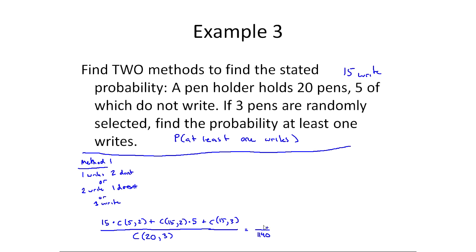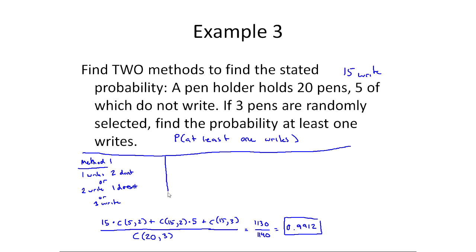I get 1130. Okay, so 1130 divided by 1140 is 0.9912. So a very likely event. And think about that. That makes sense. Most of the pens write. So if you just grab 3, most likely you'll get at least 1 that writes.